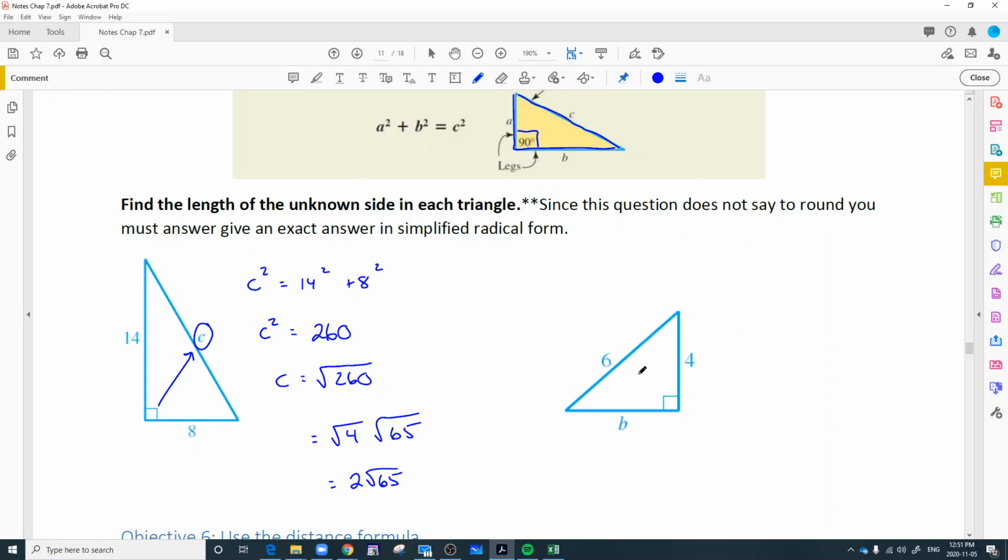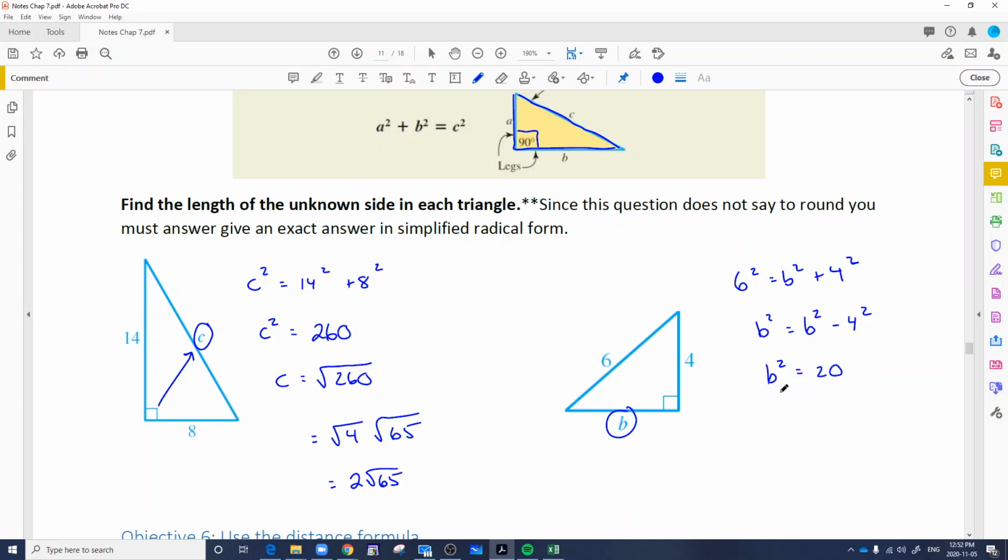The key difference here is that instead of solving with hypotenuse, we're solving for a leg. So you have two choices. You can set this up as 6 squared is equal to b squared plus 4 squared. Or you could say that to solve for a leg, it's always the longest side, so the hypotenuse squared minus the other leg squared, which you'd get if you rearrange this equation as well. So if we plug this in, we get 36 minus 16, which is going to give me 20.